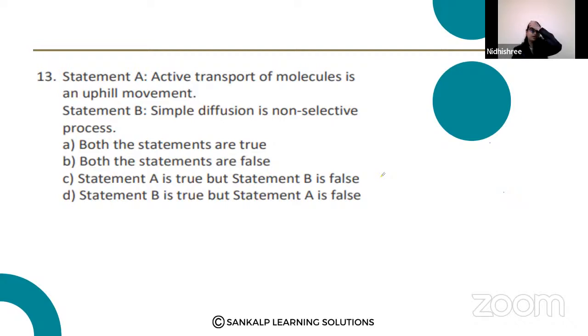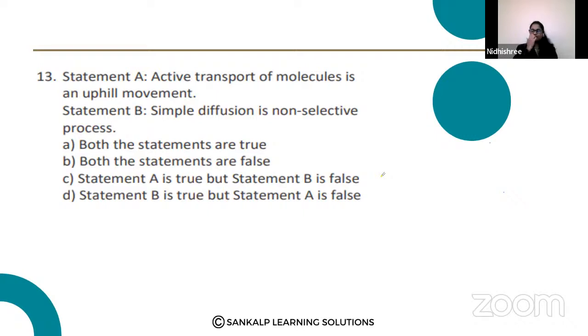Okay. So here, active transport is called uphill movement. That is the right answer. Statement B, passive transport is called downhill movement. Simple diffusion is a non-selective process. It is not pertaining to any selected solutes or substances, guys. So that is why simple diffusion is a non-selective process. So here both the statements are true.